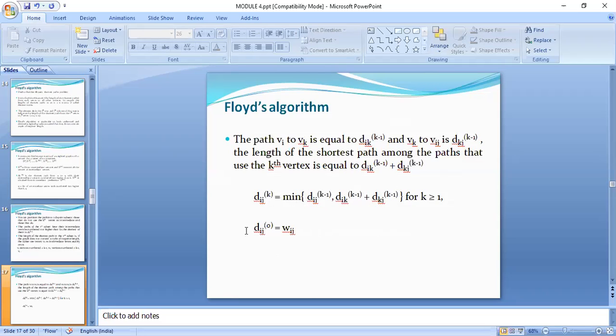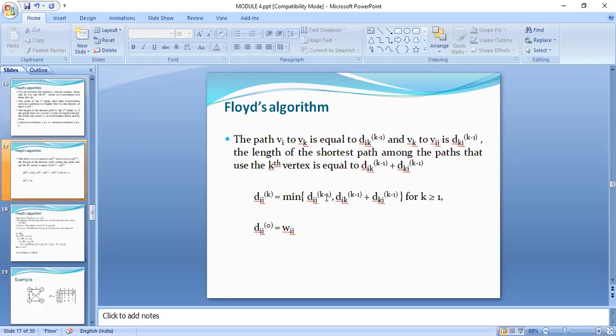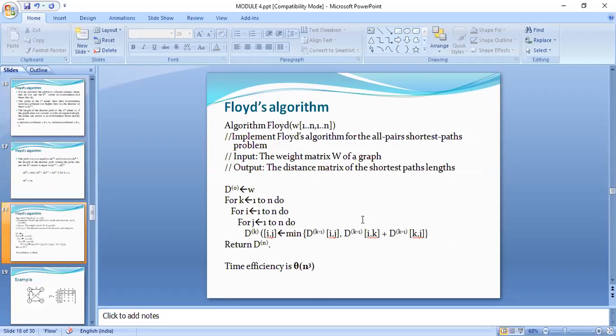Initially you will have the weighted matrix, which gives you the starting solution. There are two subsets, based on whether it depends upon the previous matrix and whether it gives you a direct length or an indirect length. Based on that, we will be calculating the value. So this is a very useful algorithm, Floyd's algorithm.